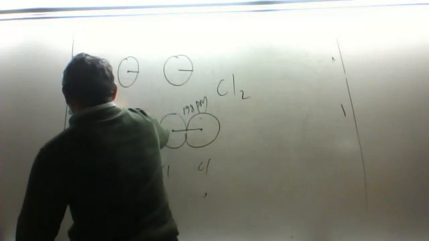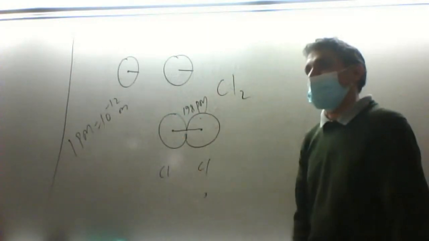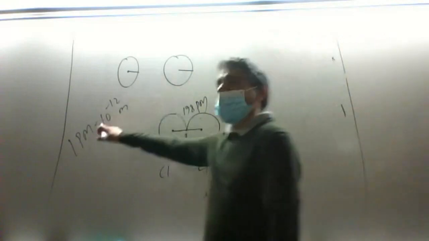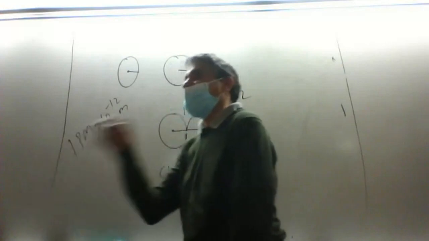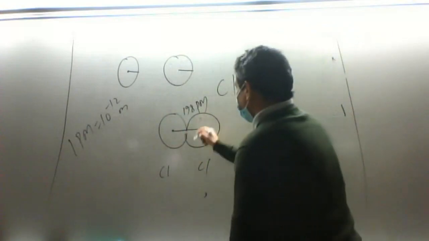One picometer is equal to 10 to the power minus 12 meter. One nanometer is equal to 10 to the power minus 9, right? But we are talking about a picometer here, not nanometer. So this is 198 picometer. Then divide by 2.